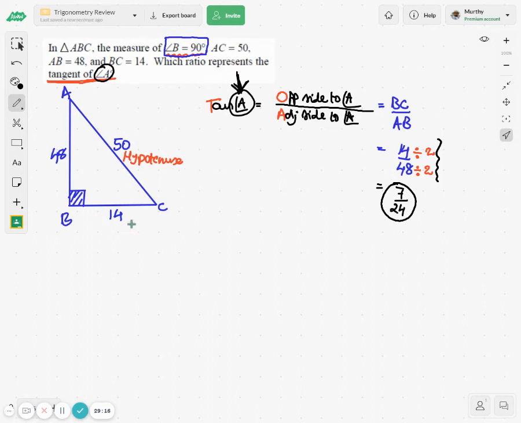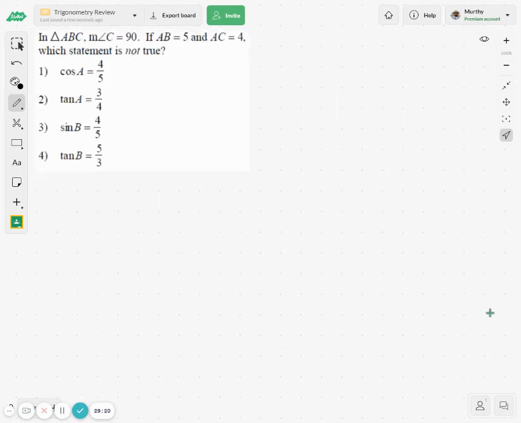Okay? Now, one more question. This is slightly tricky. It says that in triangle ABC, the measure of angle C is 90, and this time he is not asking what is true, but what is not true. That's the question. So again, here the diagram is not given.